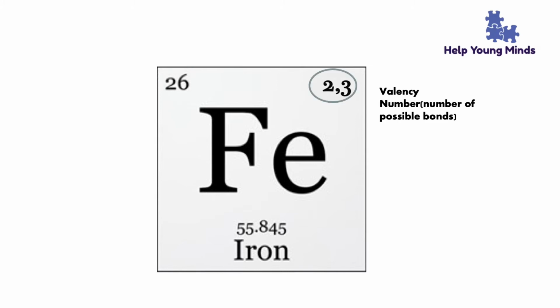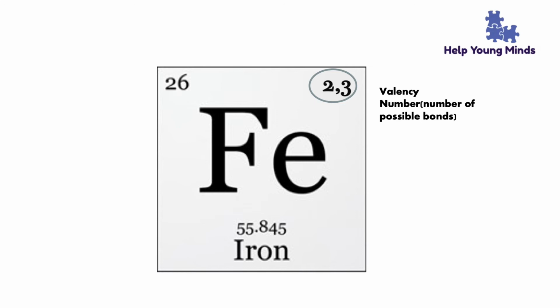Now moving on to the number on the top right, this is known as the valency number. This tells you how many other things the atom can bind with. In the case of iron, it has two valency numbers, 2 and 3, which means that it can either bind with 2 other atoms or 3 other atoms. Since it has two valency numbers, it is said to be multivalent.